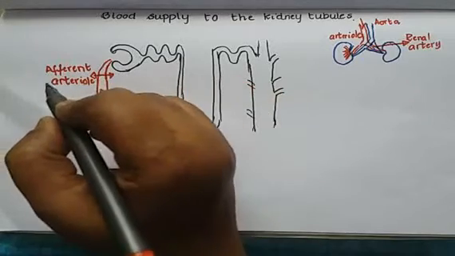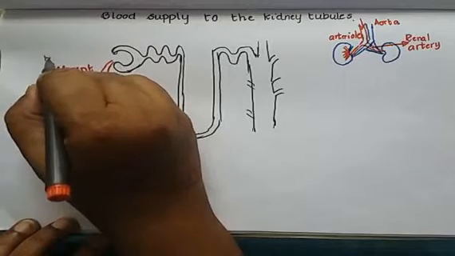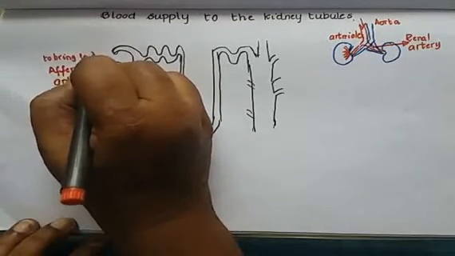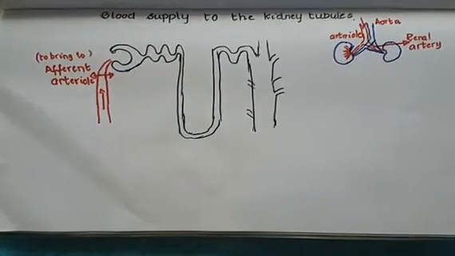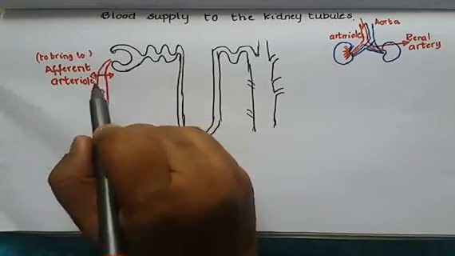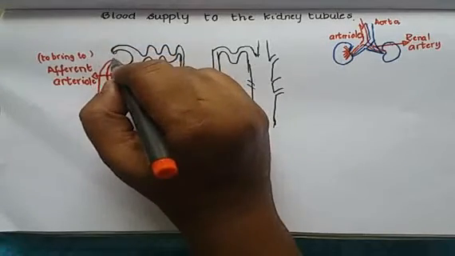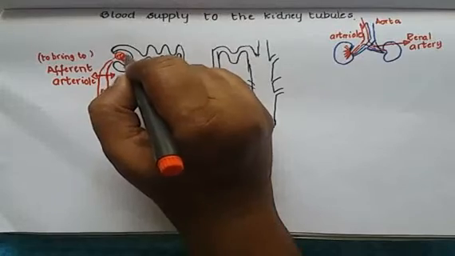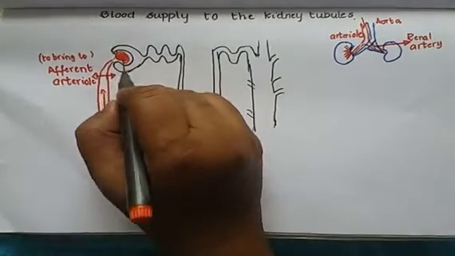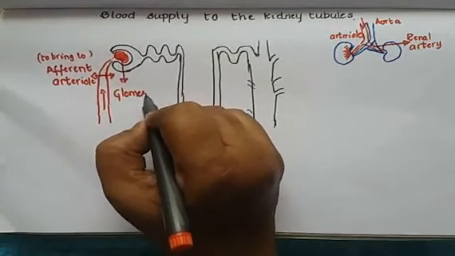So what is the meaning of afferent arteriole? Afferent means something to bring to. So the afferent arteriole is lying at the end of the renal artery, which enters into the Bowman's capsule. When it enters into the Bowman's capsule, it forms a tuft of capillaries. What we have learnt, this tuft of capillaries is known as a glomerulus.